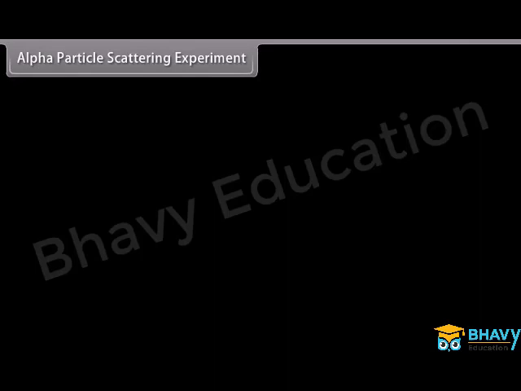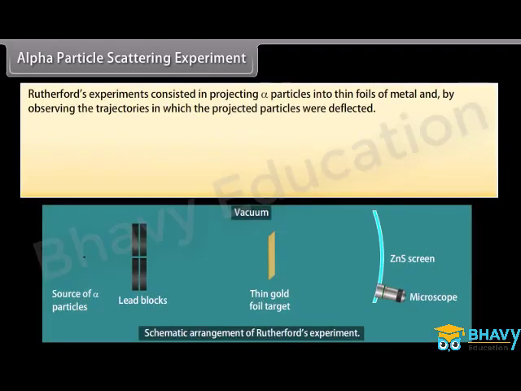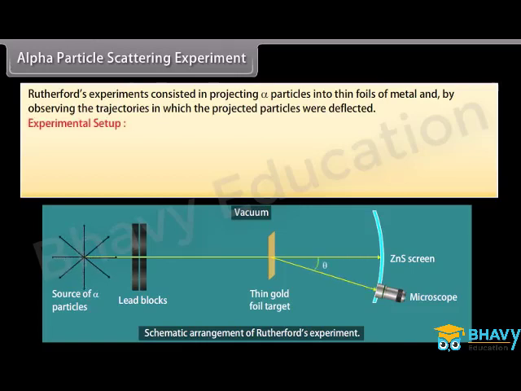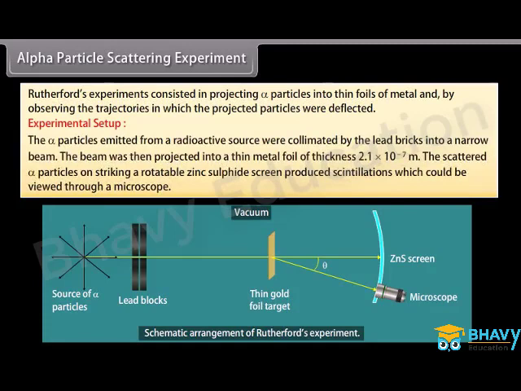Alpha particle scattering experiment. Rutherford's experiments consisted in projecting alpha particles into thin foils of metal and observing the trajectories in which the projected particles were deflected. Experimental setup. The alpha particles emitted from a radioactive source were collimated by lead bricks into a narrow beam. The beam was then projected into a thin metal foil of thickness 2.1 into 10 raised to the power minus 7 meter. The scattered alpha particles, on striking a rotatable zinc sulfide screen, produced scintillations which could be viewed through a microscope.